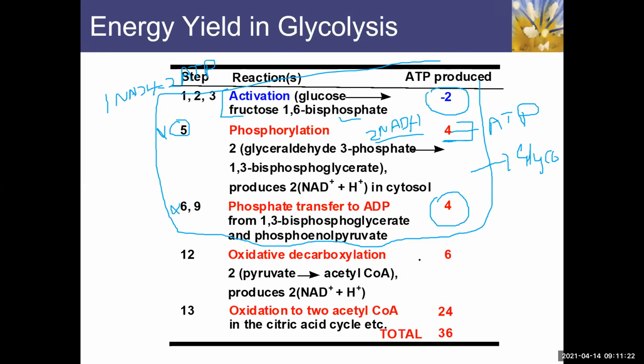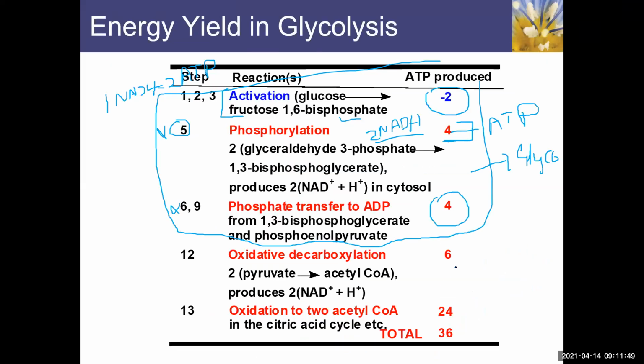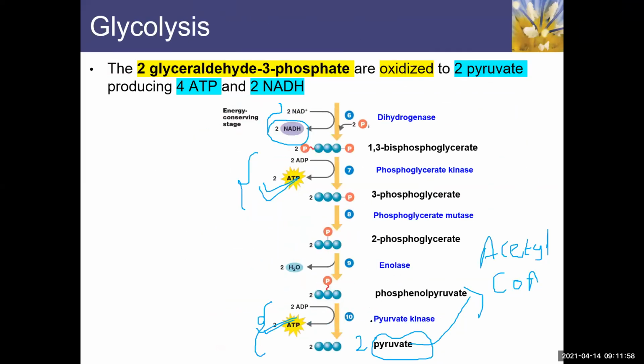Then, once we produce pyruvic acid or pyruvate, the end product of glycolysis, we produce two molecules of pyruvic acid. If you remember, we said that if oxygen is present, if it's aerobic respiration, it will be converted into acetyl CoA. And while doing so, when it was converted into acetyl CoA, we produced 2 NADH in this process. So when we convert pyruvate into acetyl CoA, we produce 2 NADH.